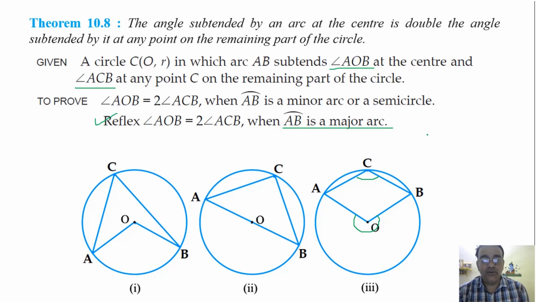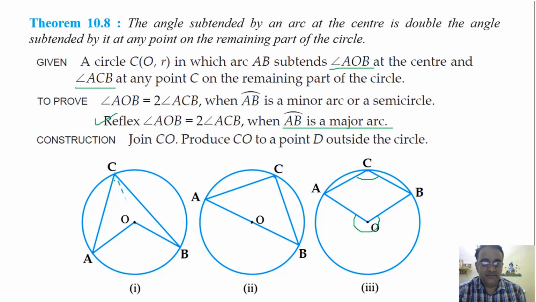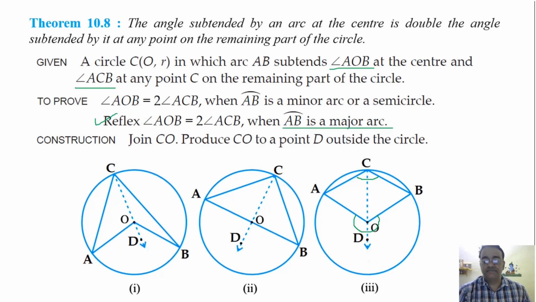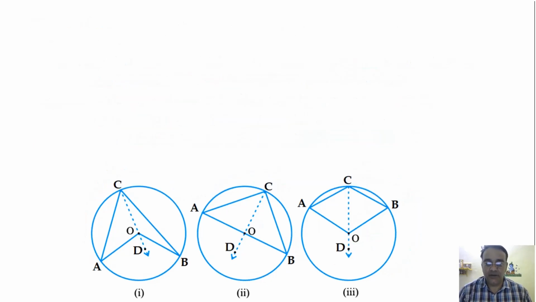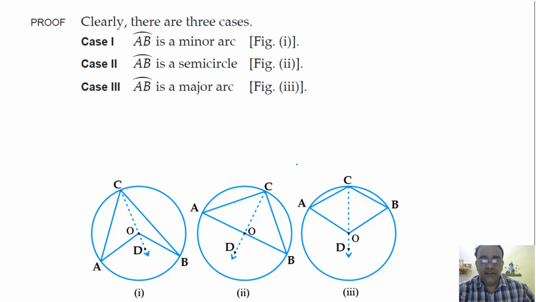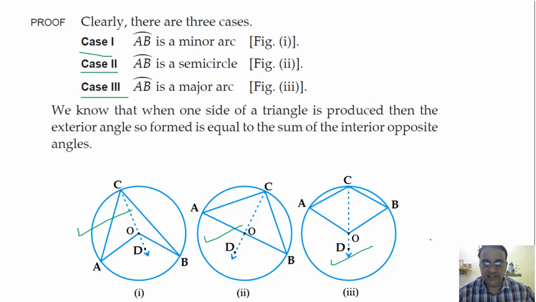यहाँ पे हम लोग construction जो है वो common करेंगे. We will join CO and we will extend up to D. Right? C देखो यहाँ तक D तक extend कर दिए और इसको भी join करके extend कर दिए. So we'll get this figure. Any doubt till construction? No, sir. Okay, now proof part. So we have three cases. Case number 1 when AB is minor arc, case number 2 when AB is a semicircular arc, case number 3 when AB is a major arc. Right? So we will start with the first one.